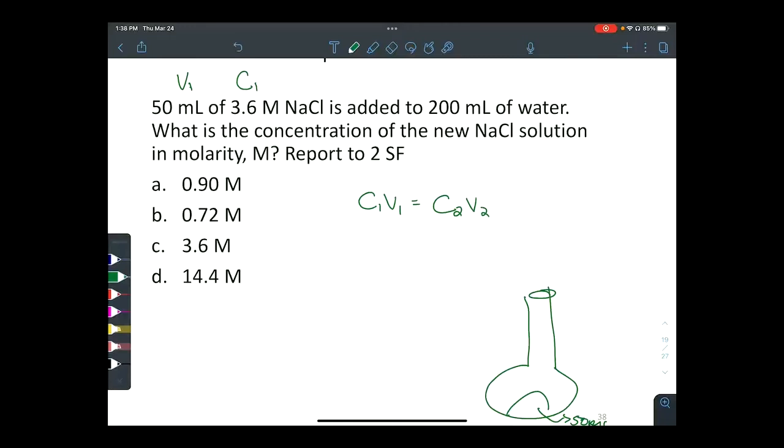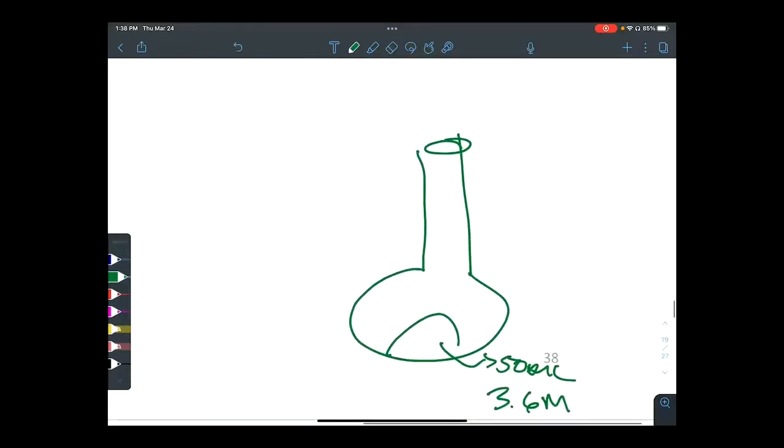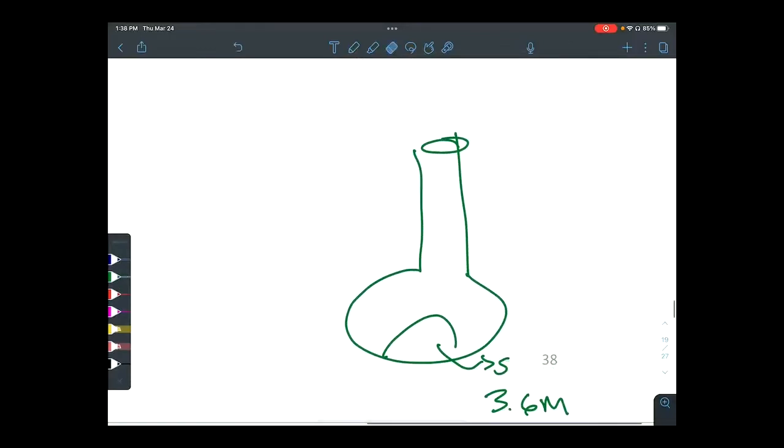All right, so now the idea is, what are we diluting it to? Again, reading comprehension. We're adding 200 milliliters of water. So let's go back to our picture. We already have what volume in the container already? 50. So if we add 200 milliliters, what's the total volume? 250 milliliters. So we just added 200, so now V2 equals 250 milliliters.